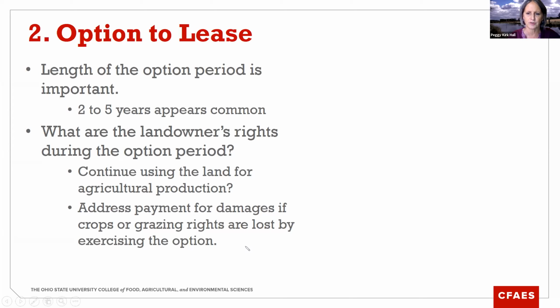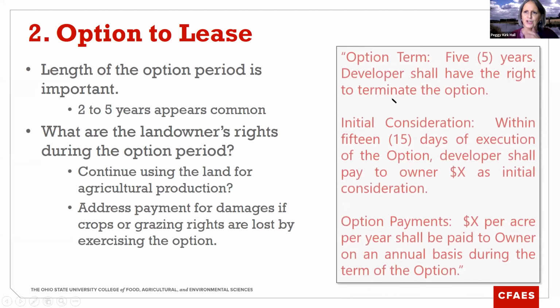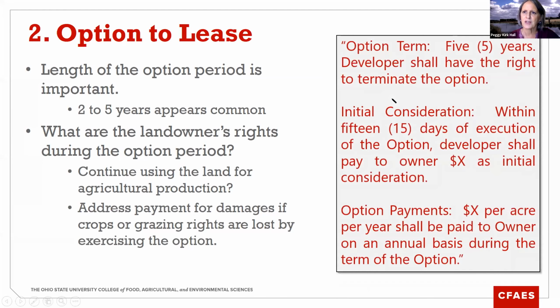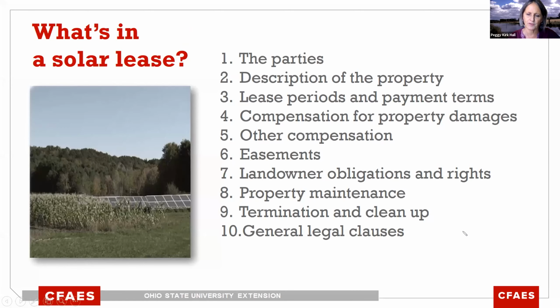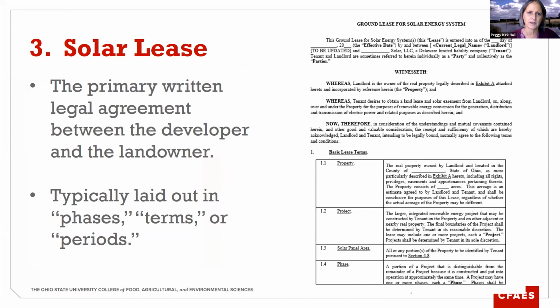So I've got some language here for you from a lease that shows an option term of 5 years, and the developer shall have the right to terminate the option. And there would be a payment made within 15 days of signing that option, and then annual per acre payments made during that option period. Sorry, accidentally moved.